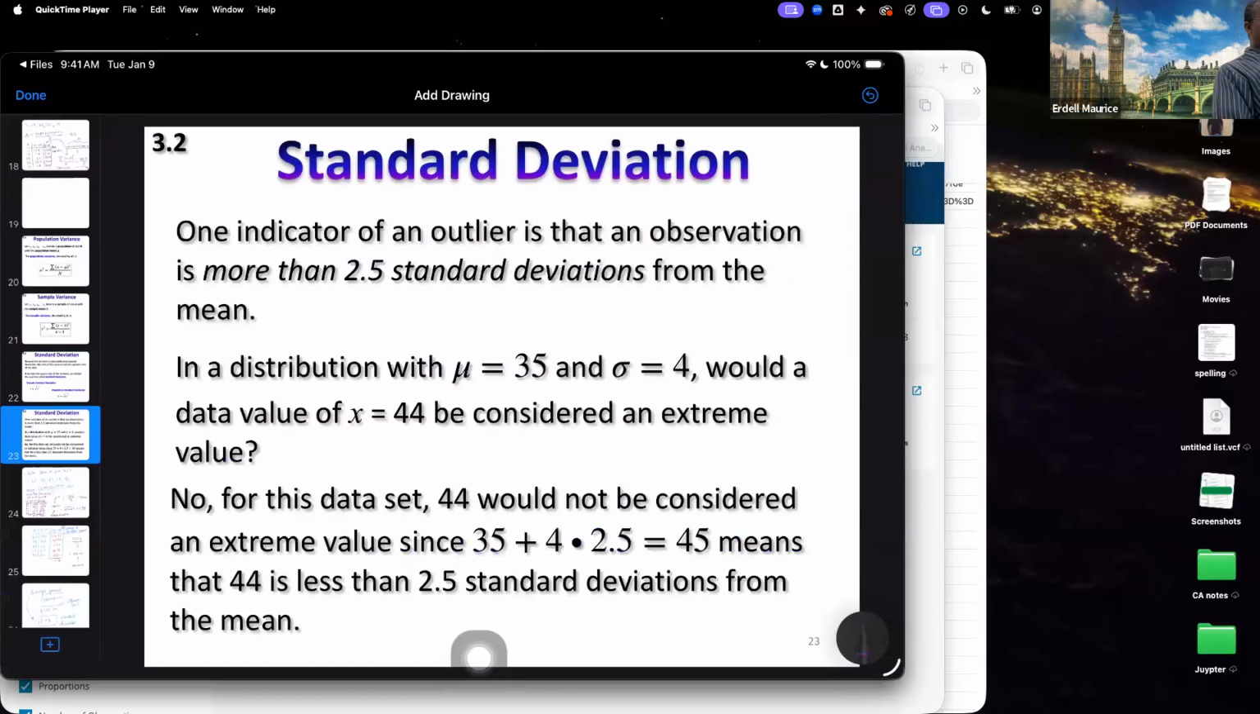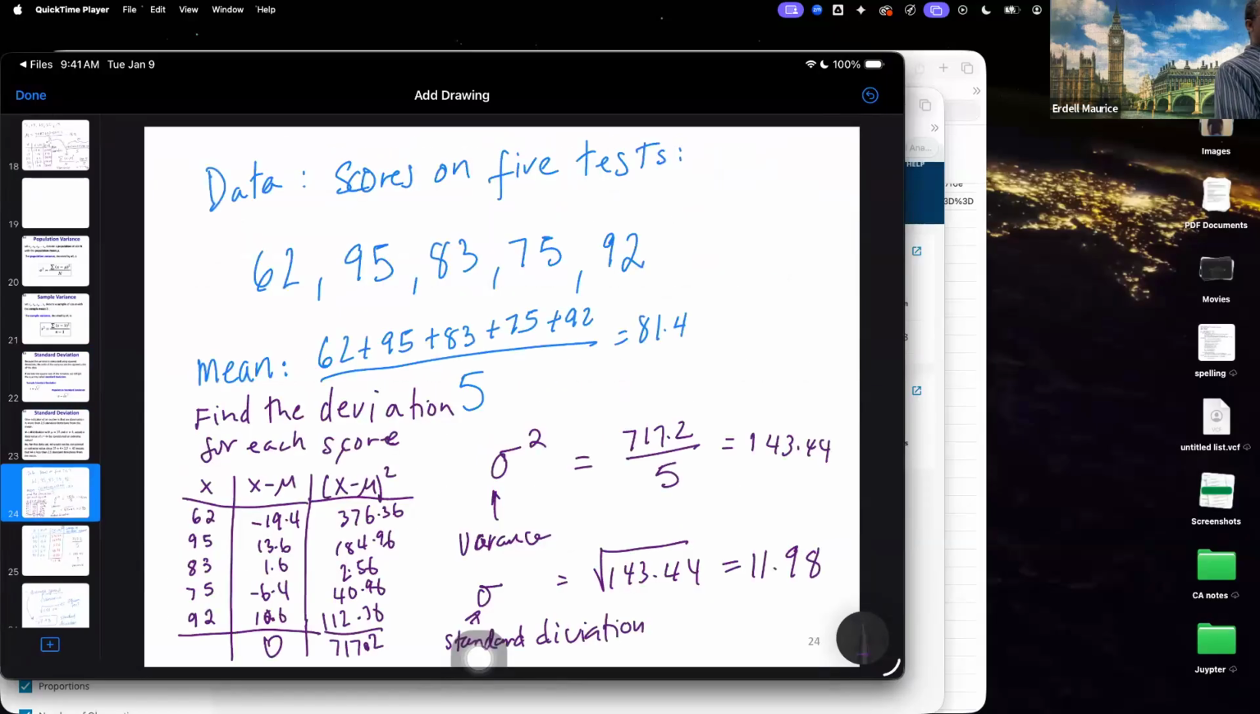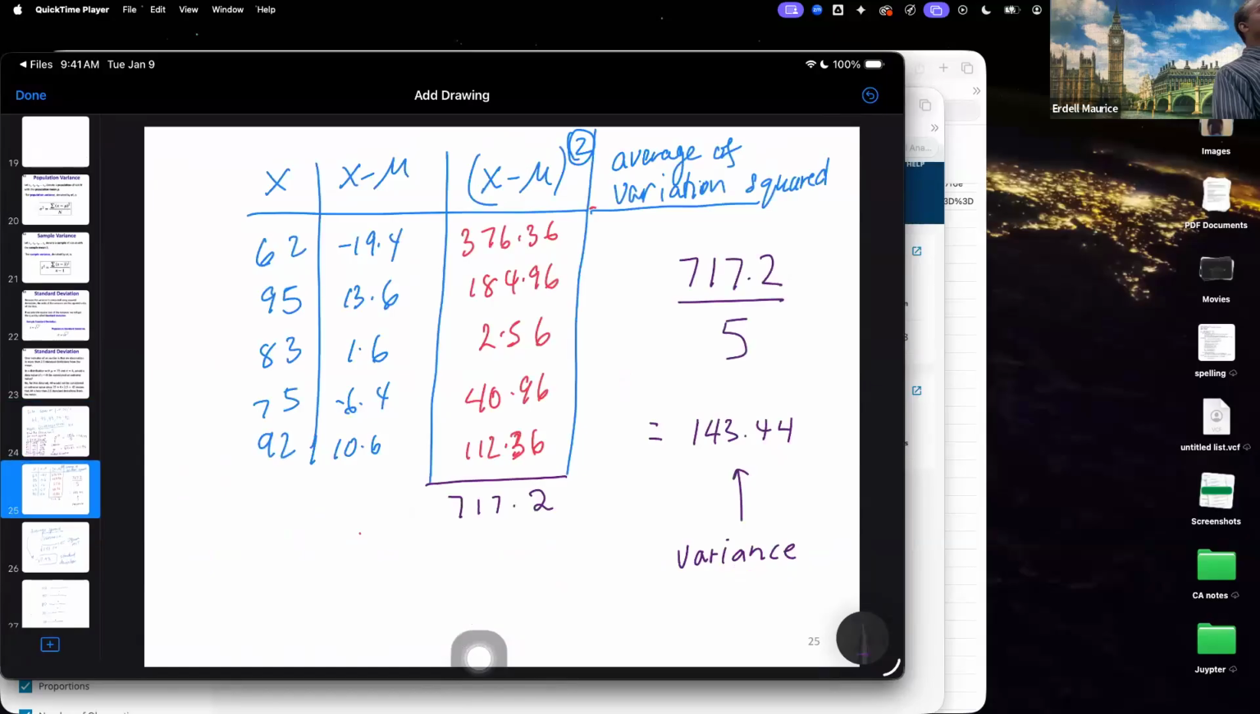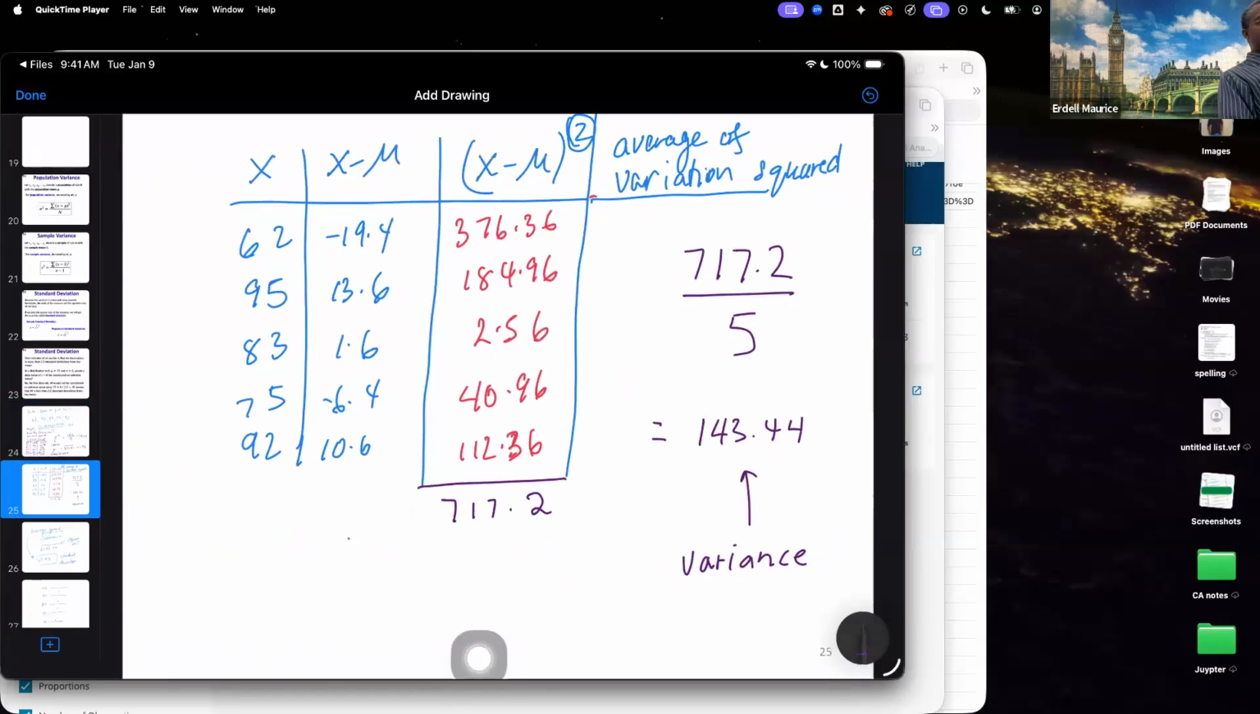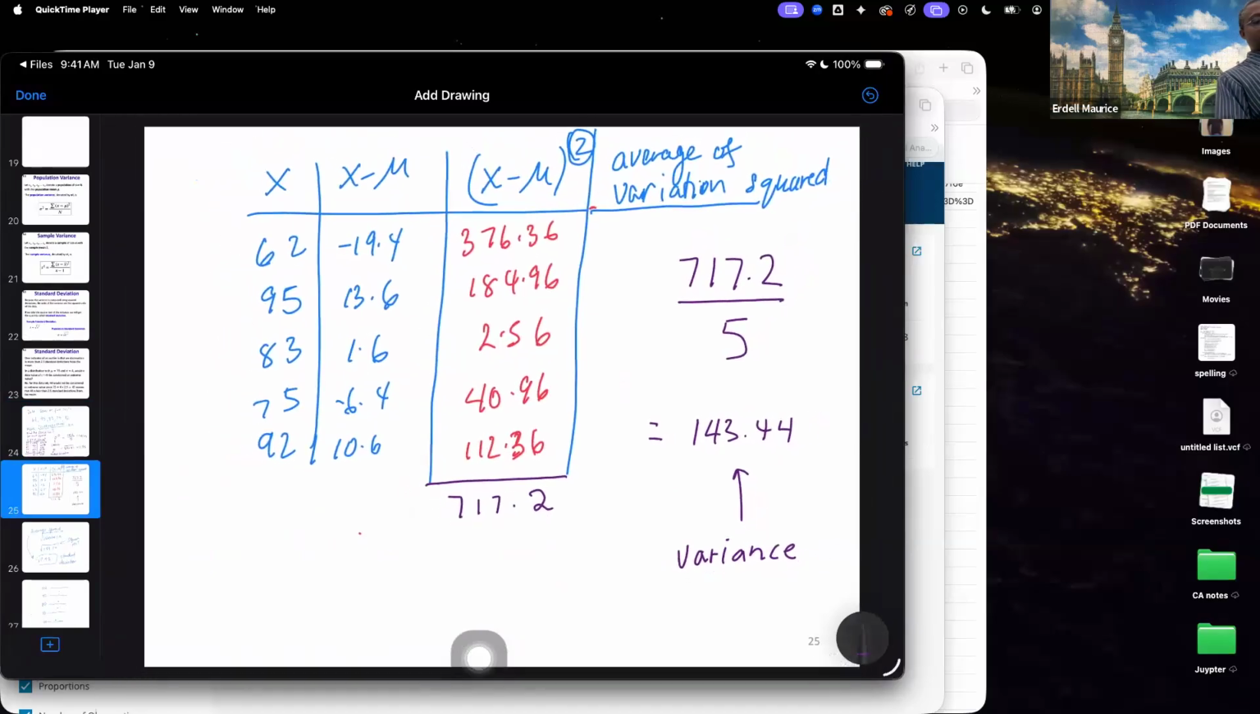All right, so I'll do this next time. I have an example right here, but we'll do one of these in class. One of our in-class assignments will be to do one of these tables, calculating the variance and the standard deviation. We'll do that in class on Friday.